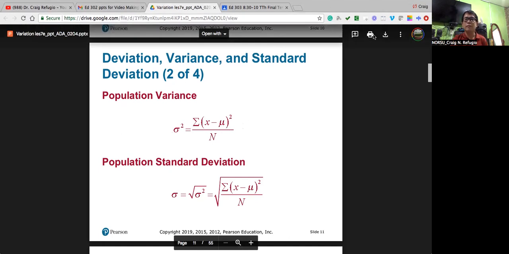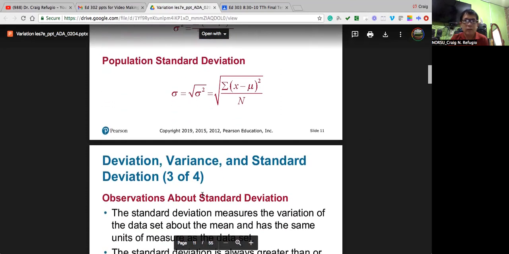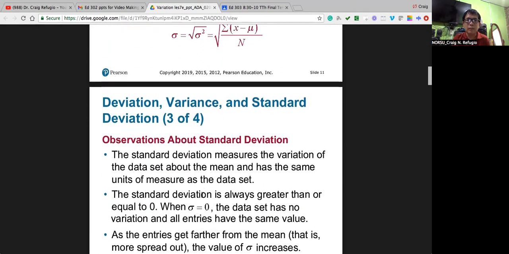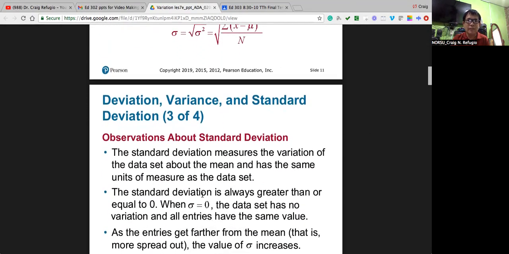Remember about taking square roots and the process of not taking square roots. So then we look into deviation, variance, and standard deviation.